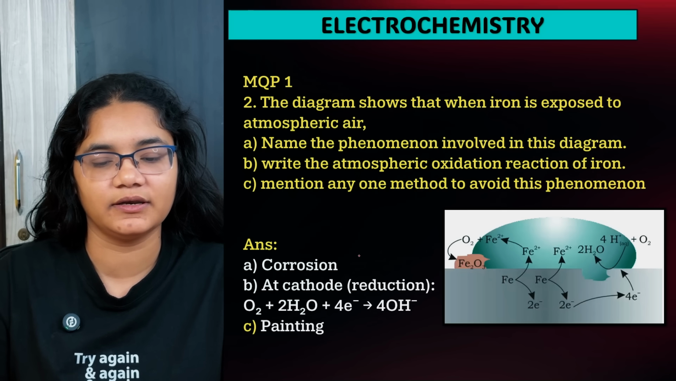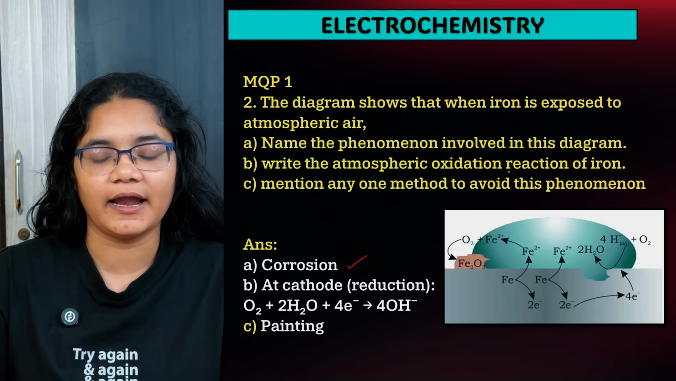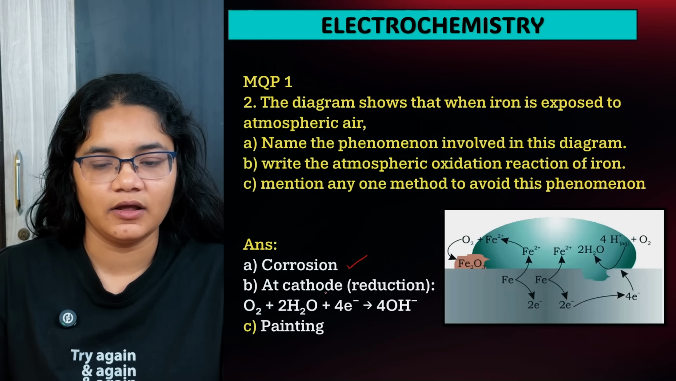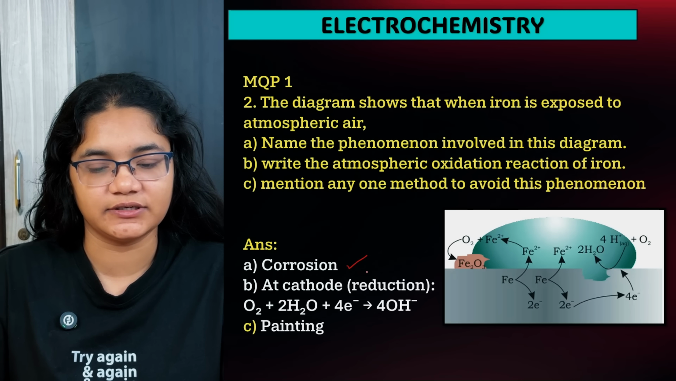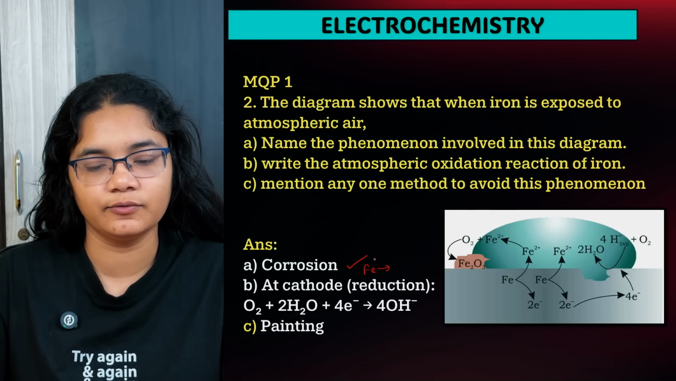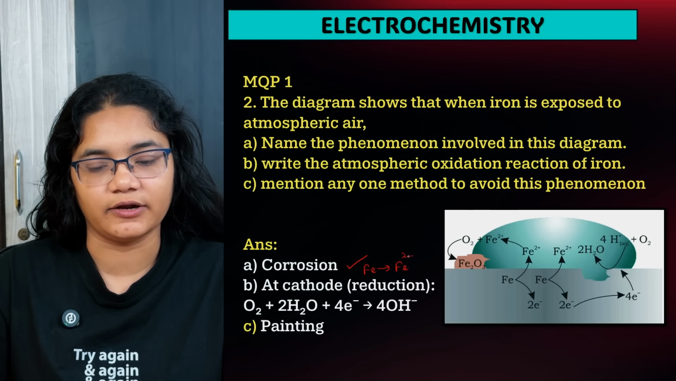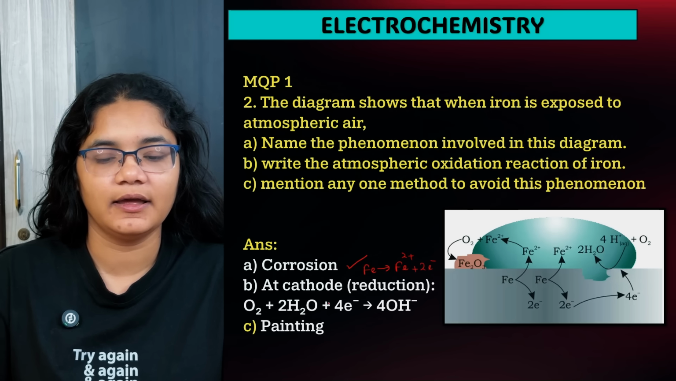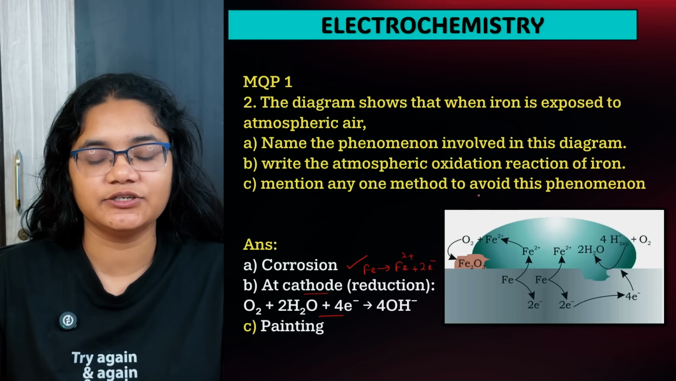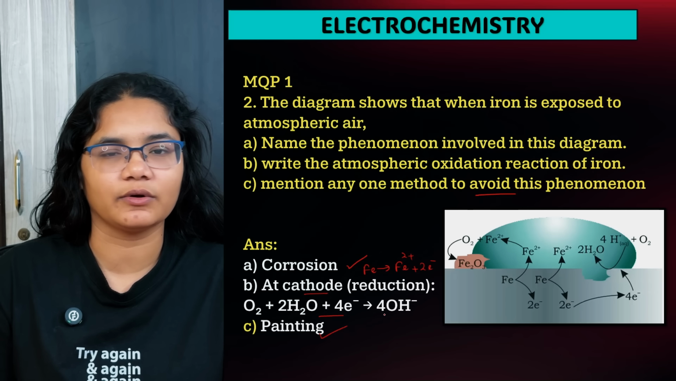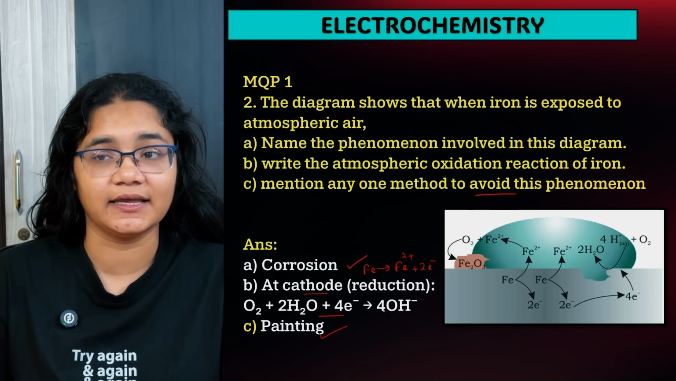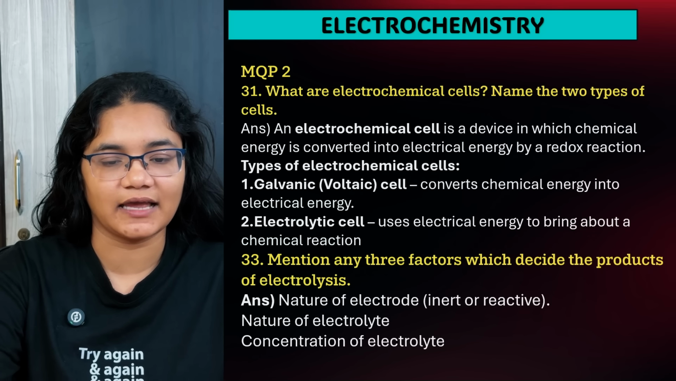Next is the diagram that shows when iron is exposed. So name the phenomenon here, that is corrosion, and write the atmospheric oxidation of iron. Here oxidation is, so you have to write Fe gives Fe2+ plus 2 electrons. That is the reaction you have to write down, and this is the oxidation reaction. Mention only one method to avoid this phenomenon. You can write down painting, greasing, galvanization. All these techniques can be used.